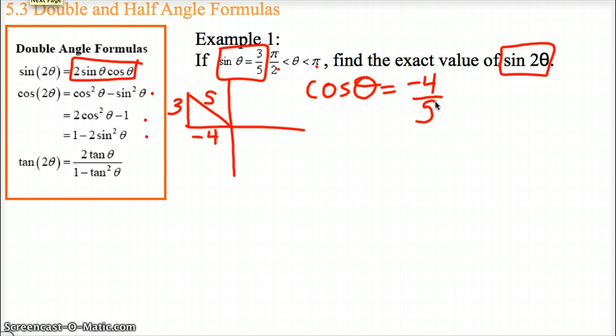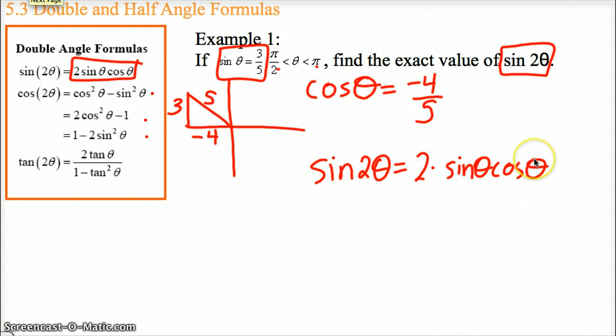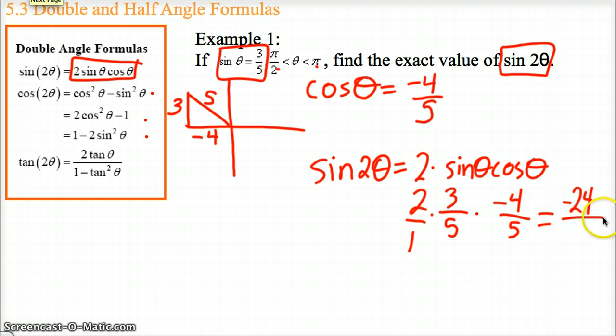So now I'll simply plug into my formula to find the sine of 2 theta for this particular theta. I'm going to do 2 times the sine of theta, cosine of theta. Replacing those with the proper values, the sine of theta is 3/5. Cosine of theta is negative 4/5. Multiply these fractions out, and I get negative 24 over 25. Here is my exact answer for the sine of 2 theta, where theta is between pi over 2 and pi, and sine of theta is 3/5.